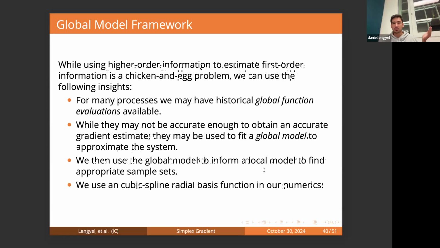We sampled some points and fit a data-driven model to it. In this case, we used the cubic spline radial basis, and then we took the second or third derivative of that function and used that to inform our gradient estimate. And to make comparisons fair, we also include the gradient estimate given by the global model. So if we just use the global model, what kind of gradient estimate would we get?